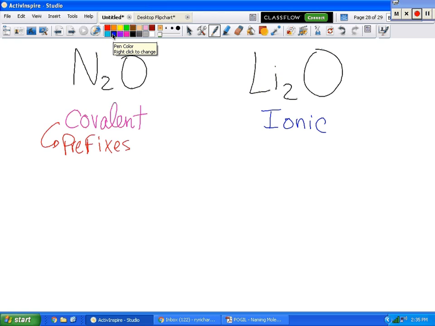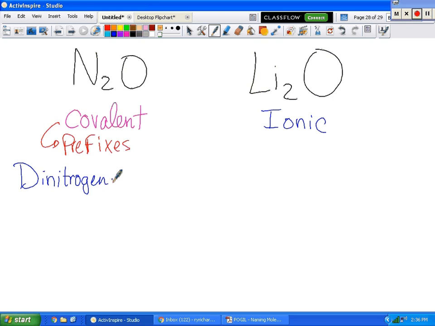Okay, so what would the prefix be on this first element? Die. Very good. So we know that it's going to be die. Now the second question is, do you change any of the other part of the name of the first element? No. So what is the first part of this? Okay, very good. So we got dinitrogen. Now the second question. When does the second element have a prefix?